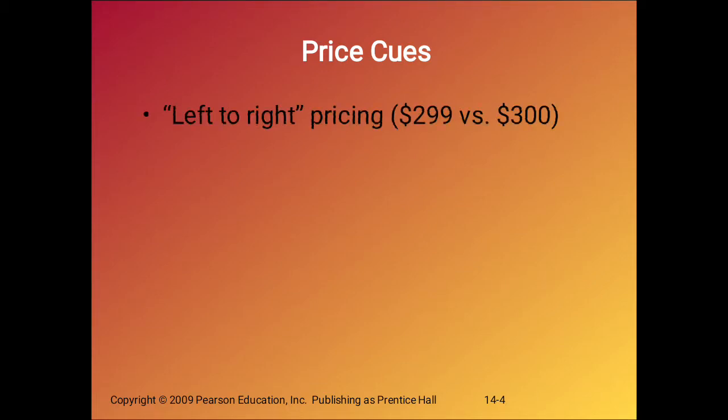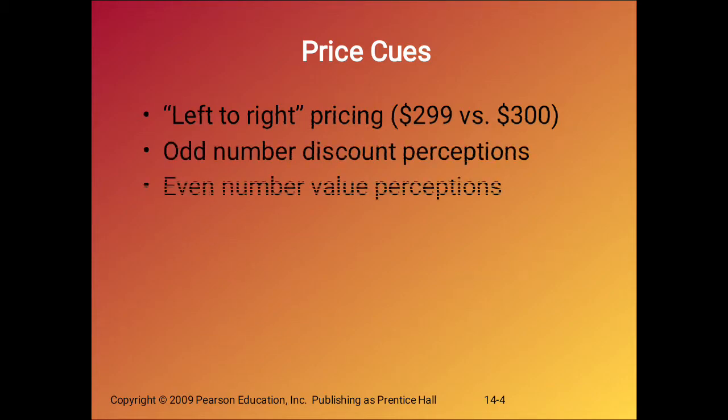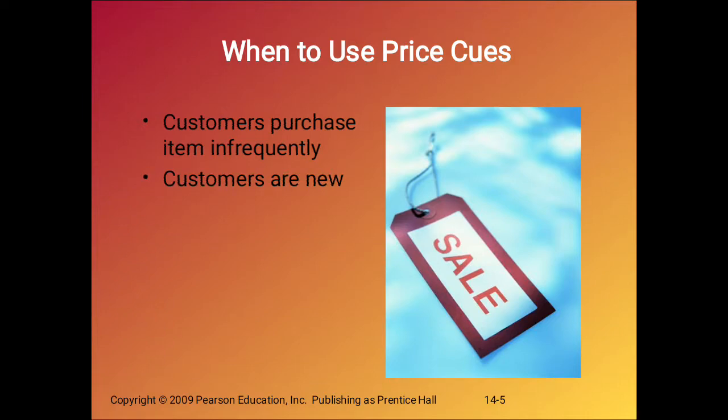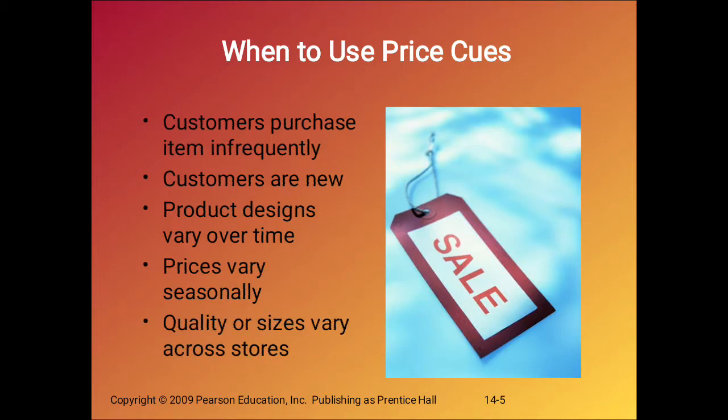Price cues, when we talk of them, are something like left to right pricing. We see many times nowadays that the price of a particular product ends with a 9. So 99, 999, 1099 vis-a-vis something like 2000 or 100 or 200. So this also happens to be a psychological pricing strategy which we are aware of. So when to use price cues? Well, when consumers purchase items infrequently, customers are new, product designs vary over time, prices vary seasonally, and quality or sizes vary across stores. So mostly as far as garment retailing is concerned, we come across these price cues too often.